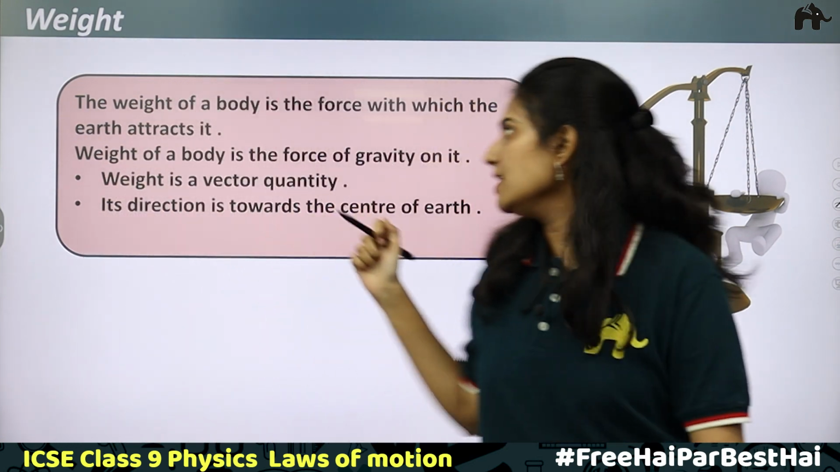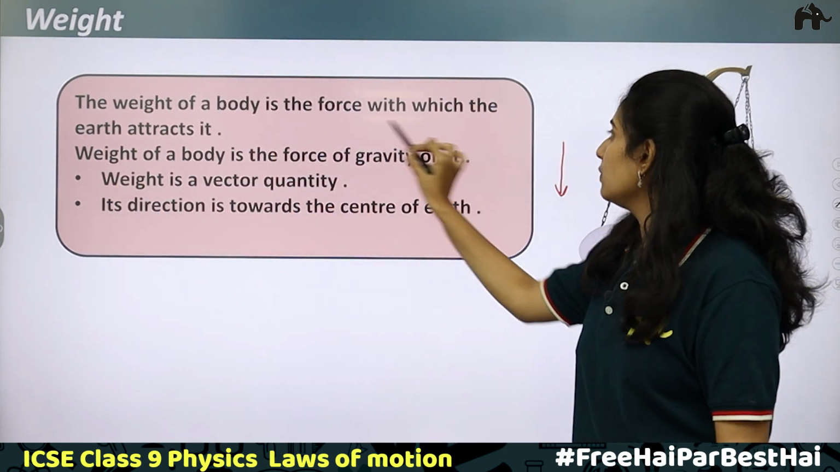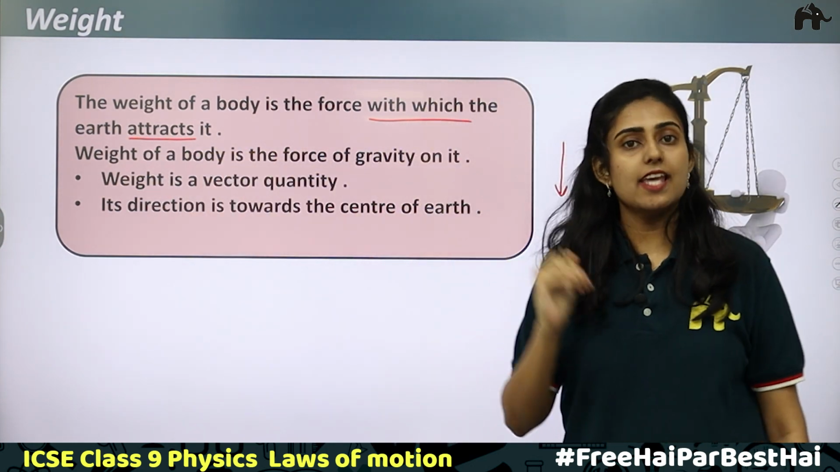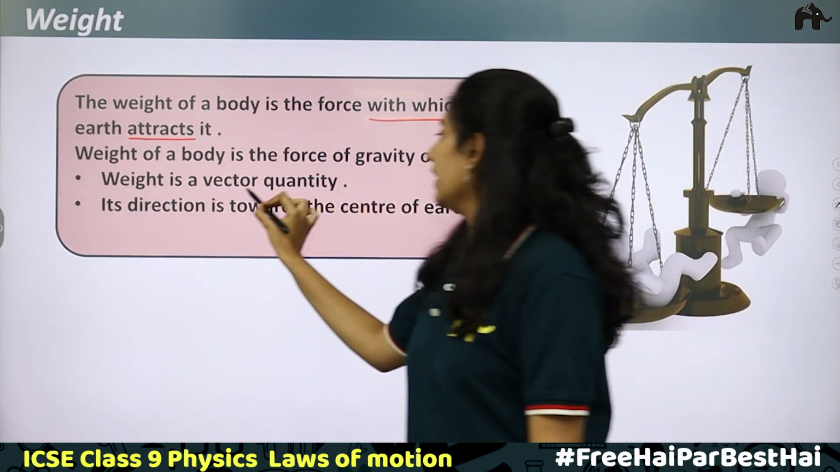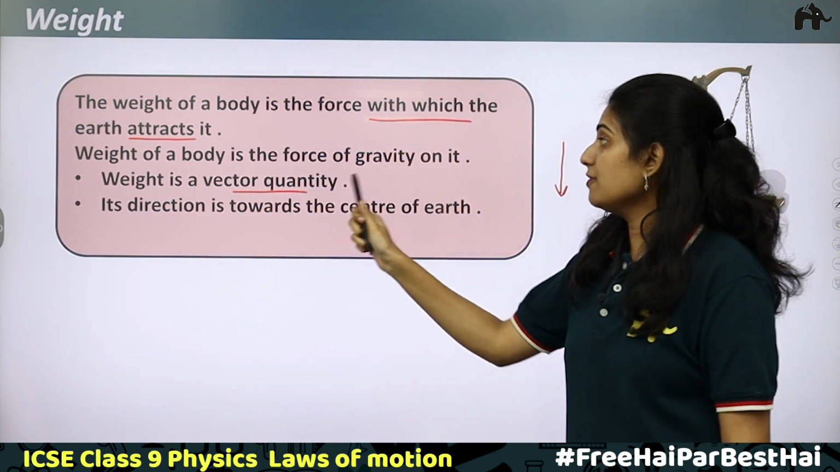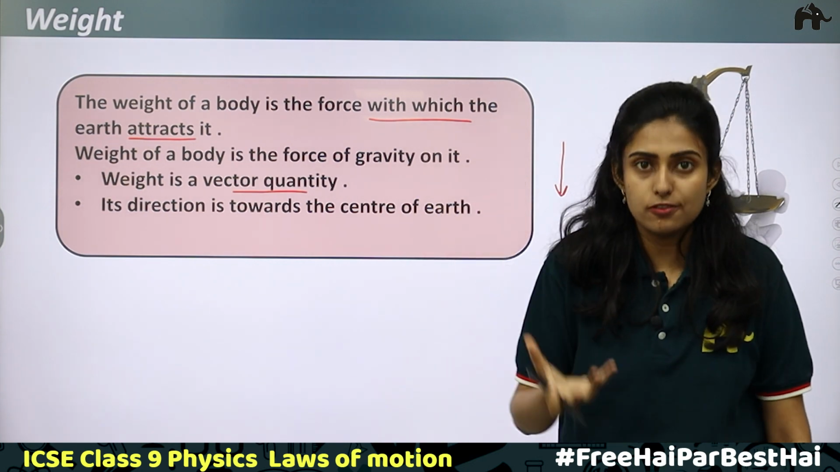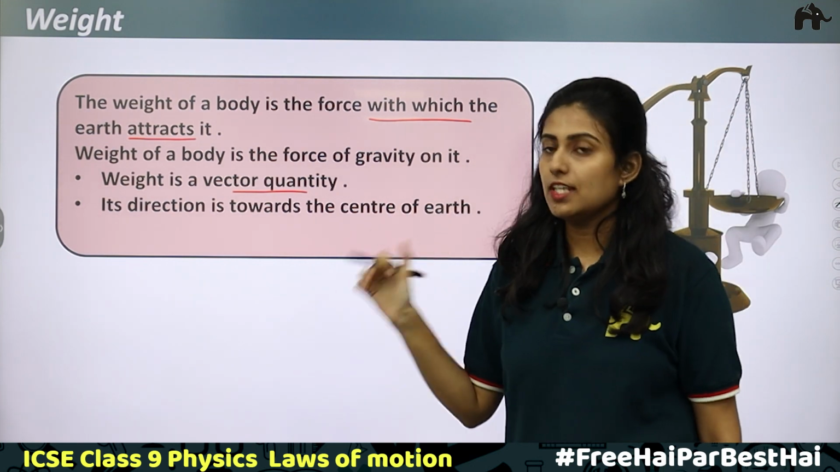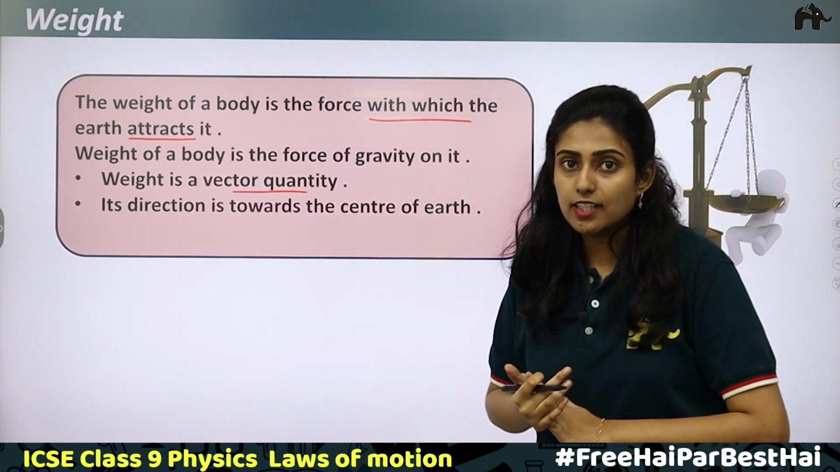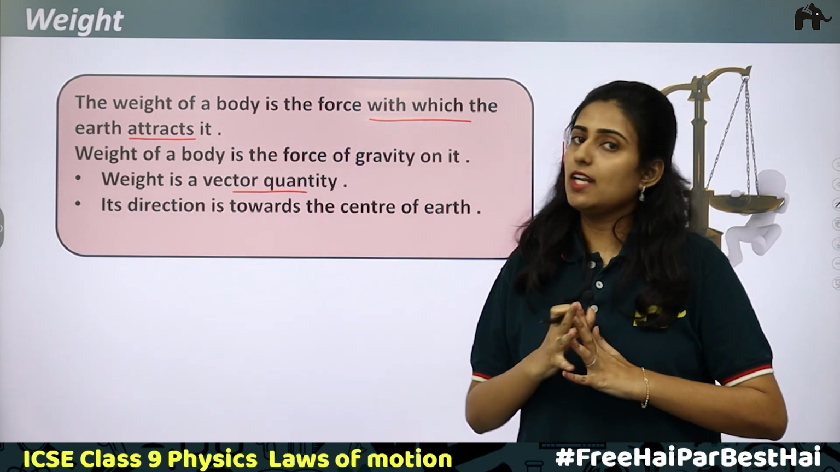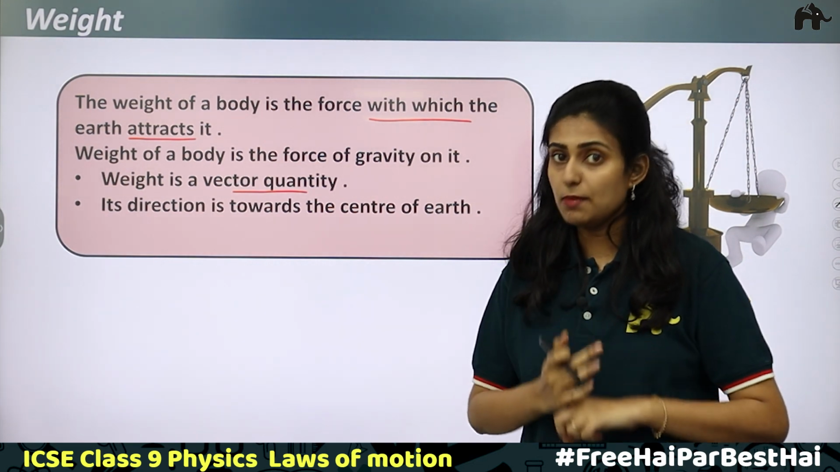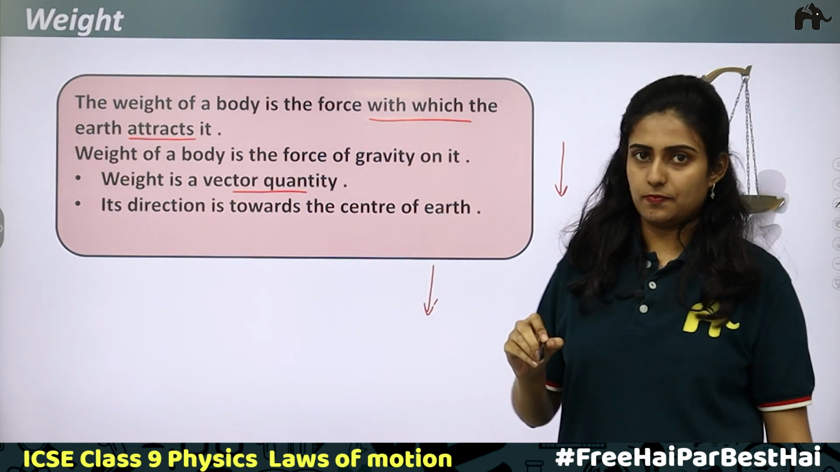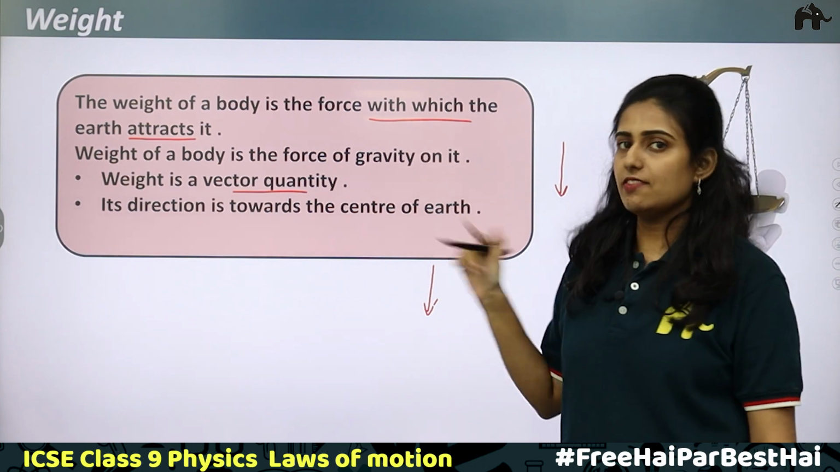Now we can define weight. The weight of a body is the force with which the Earth attracts it. We know that mass is a scalar quantity, but weight is a vector quantity. And weight of a body is the force of gravity. How much force of gravity is acting on it will be the weight of the object. Its direction is towards the center of Earth. It is depending on the direction. What are vector quantities? Vector quantities have both magnitude and direction. When you take the case of mass, there is only magnitude, but here direction is important. Direction is downwards. Therefore, it is a vector quantity. Weight is a vector quantity.